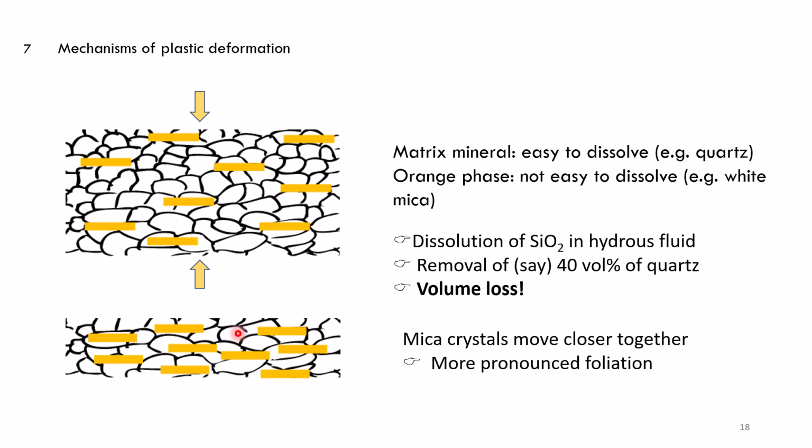After dissolution creep has taken place, the rock has lost a part of its quartz volume and then will become more enriched in the mica. At the same time, the mica crystals will move closer together and perhaps form continuous foliation planes, and that will pronounce a foliation that might have been weakly developed prior to the deformation process.